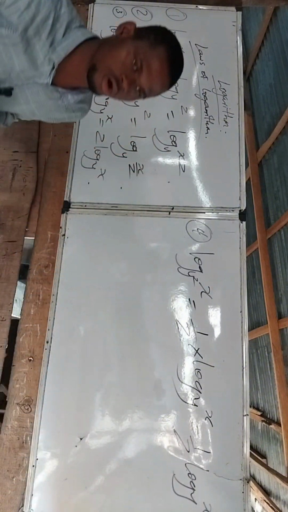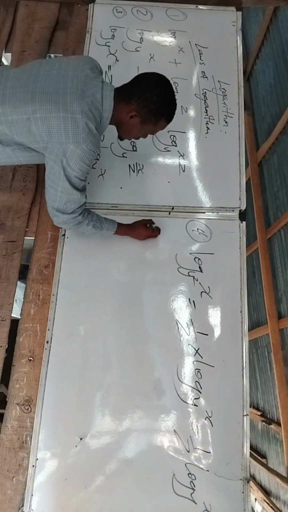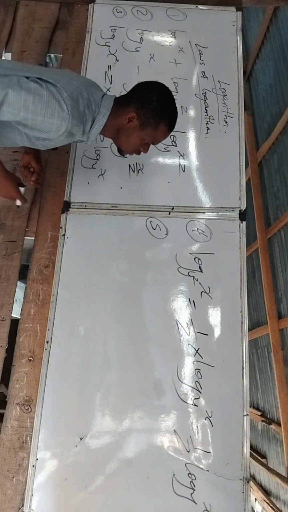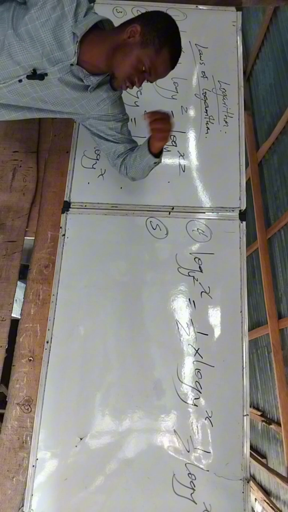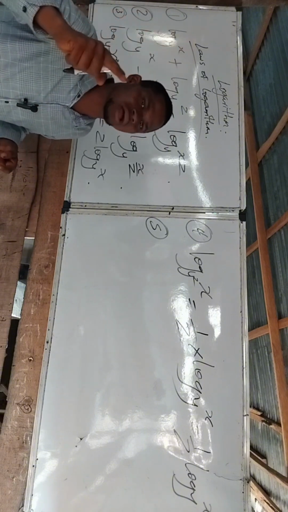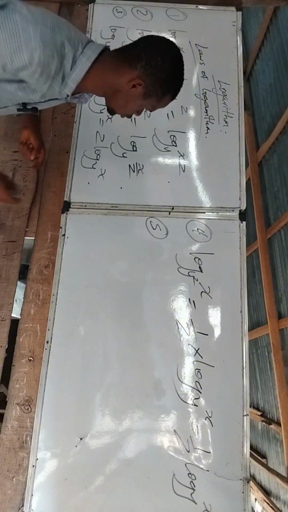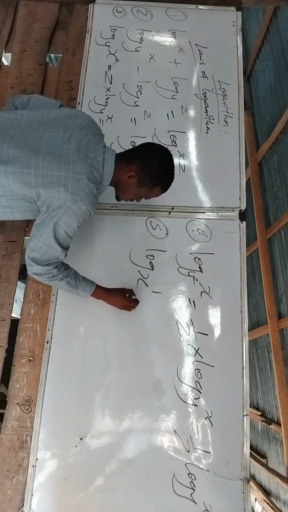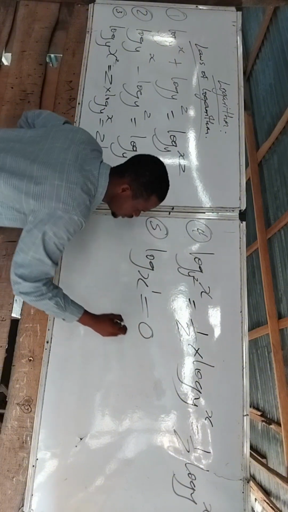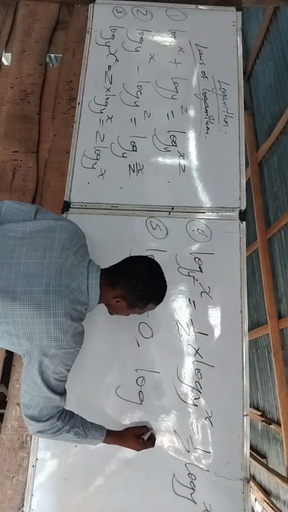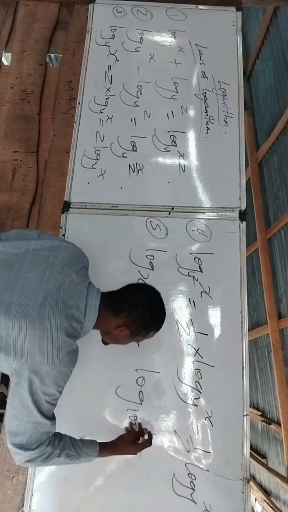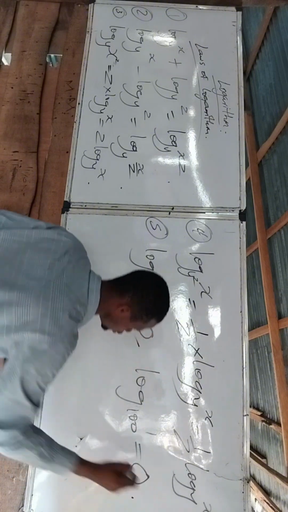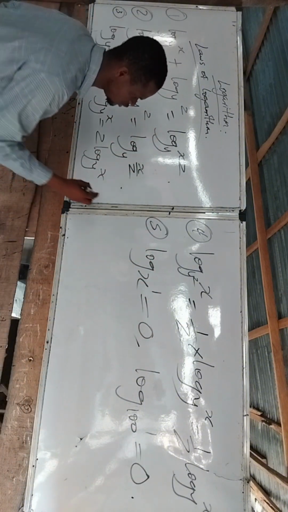This is another law of logarithm. We still have another law of logarithm. Another law of logarithm also says that the logarithm of 1 to any base is equal to 0. If you have something like log 1 base s, it must give you 0. If you have log 1 base 100, the logarithm of 1 to any base at all must be equal to 0.